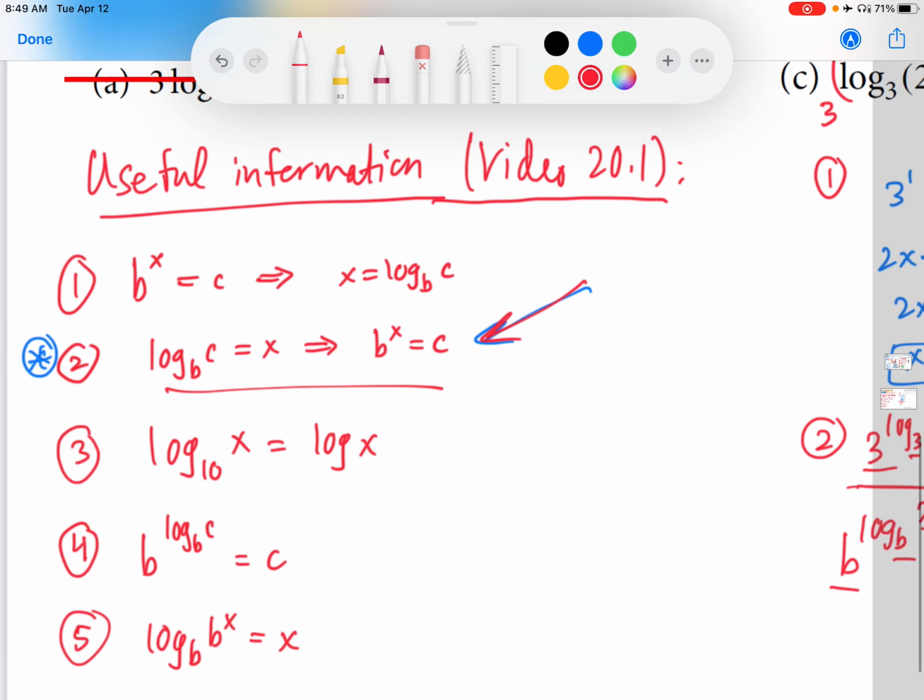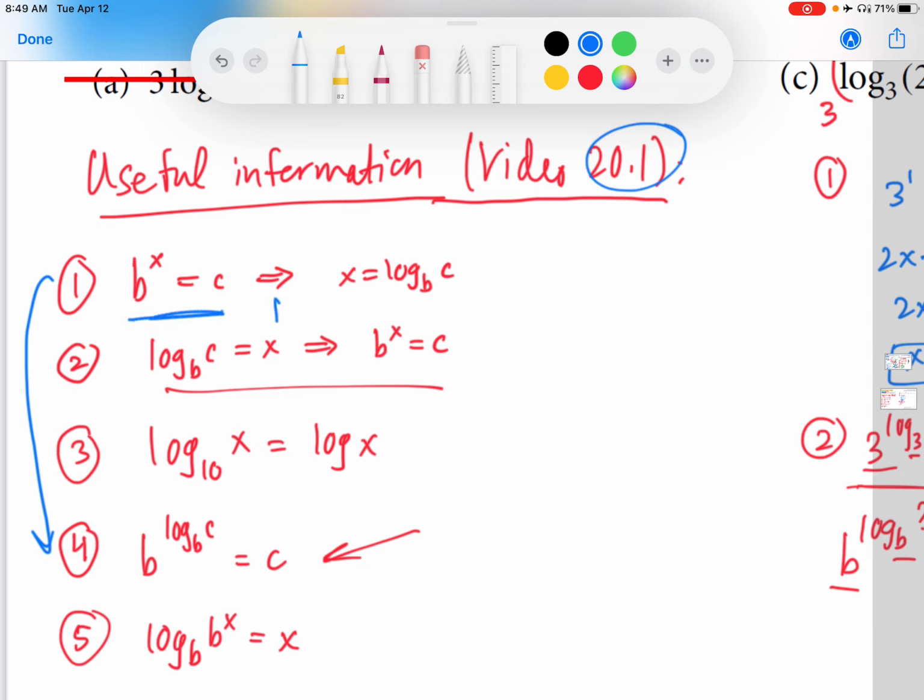So that brings us to another fact over here. This is fact number 4. And fact number 4 actually flows directly from number 1, right? So if I go back to number 1, again, I talked about this in video 20.1. This one says b to the x equals c converts to x equals log base b of c. And then a quick little review again, same circular pattern here. x is log base b of c.